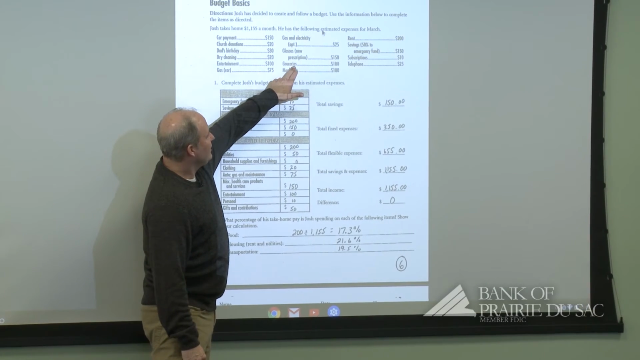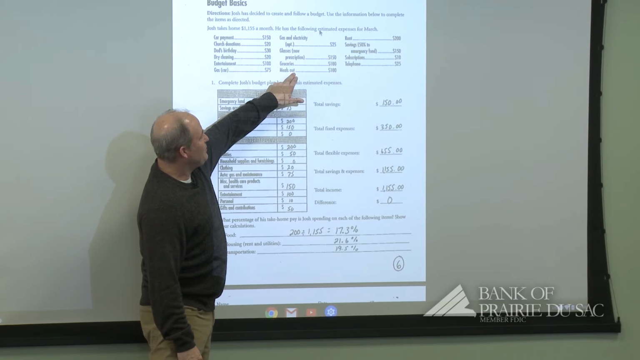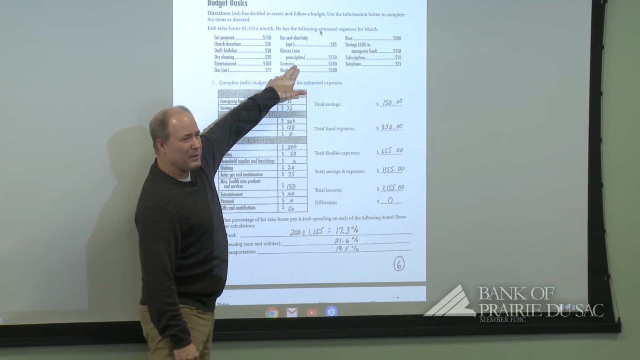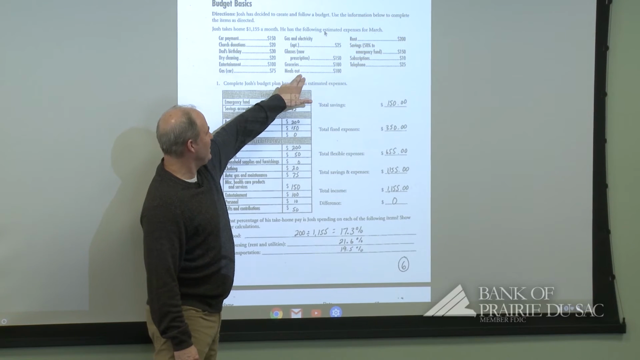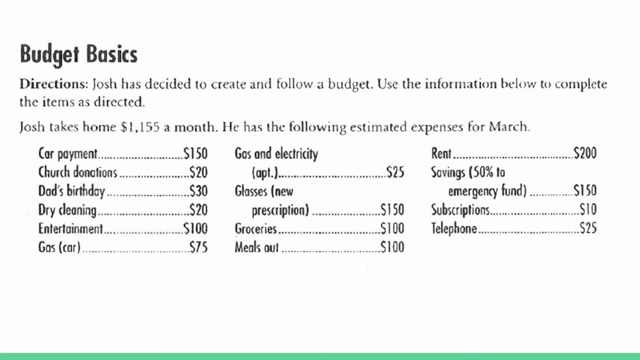Groceries and meals out. Maybe you're going to not have so many meals out. You might have to bump up the groceries a little bit, but you're probably not going to have to bump it up as much as you deduct from your meals out. We know he's got to pay his rent. And then we get to the next one.